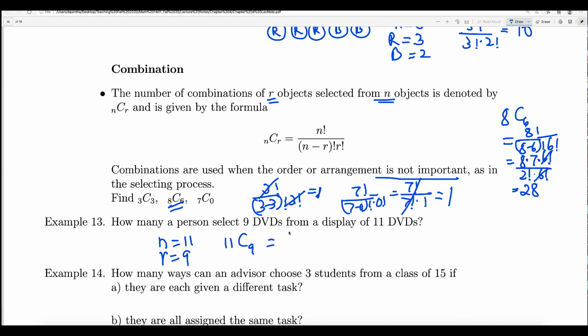So how do you do that? It is 11 factorial over 11 minus 9 factorial times 9 factorial, right? What do you get? It is 11 times 10 times 9 factorial over 2 factorial times 9 factorial. Okay, what you get is 55. That's what you get.